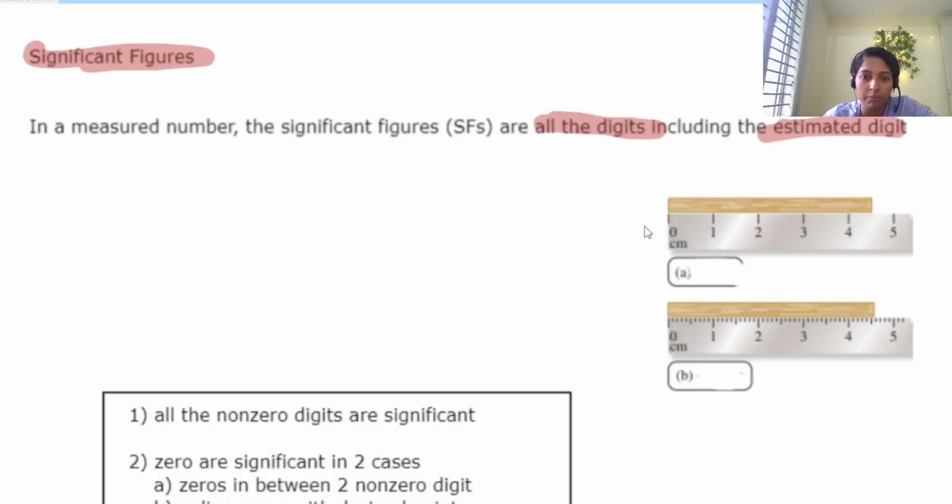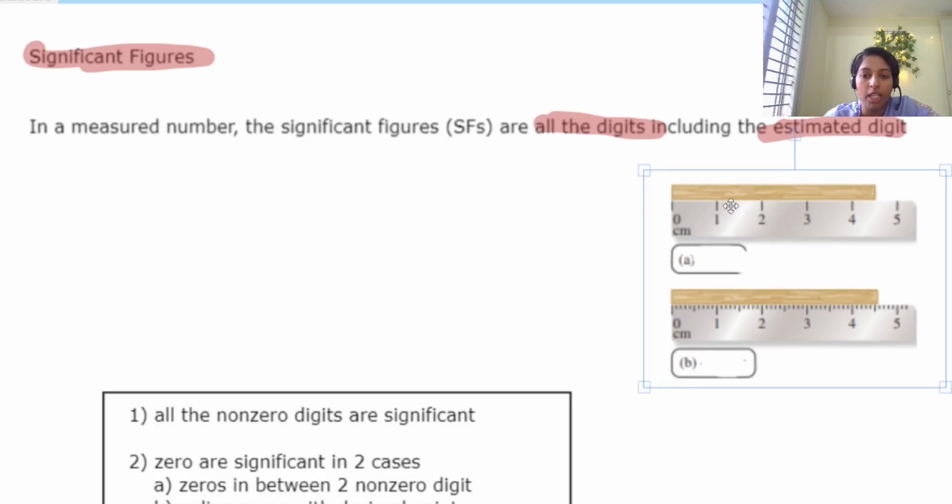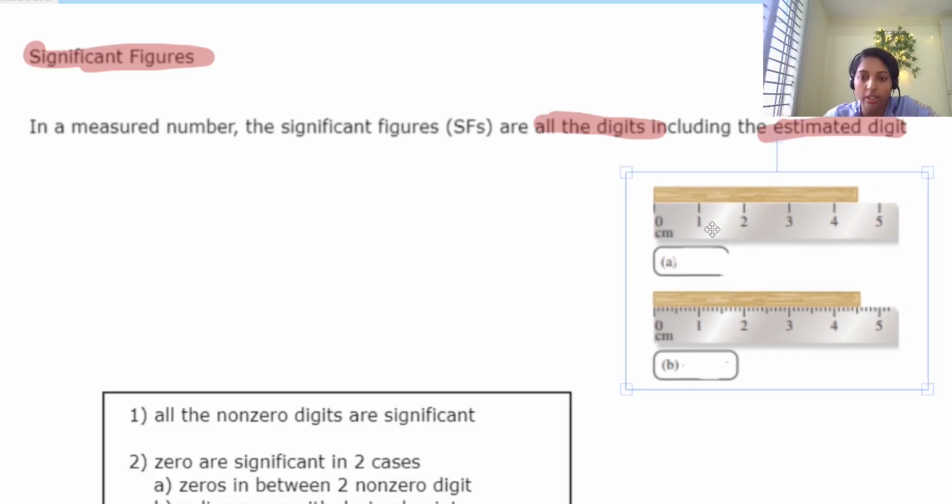What do we mean by a measured number? A measured number means we are using a measuring tool in order to find the length or something like that. For example, the length of this substance is in between 4 and 5. We are using a ruler and it falls in between 4 and 5. So you can't write just 4, you may write 4.5. Up to 4 there is no doubt, and this 0.5 is an estimated digit.